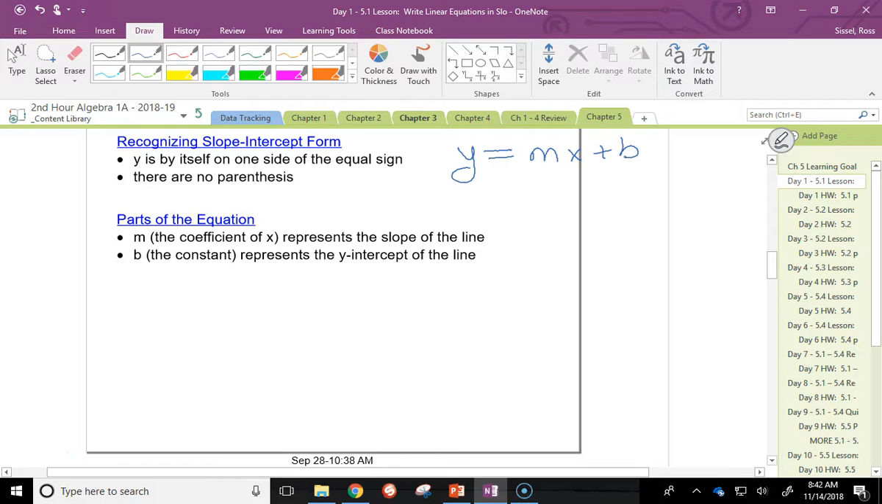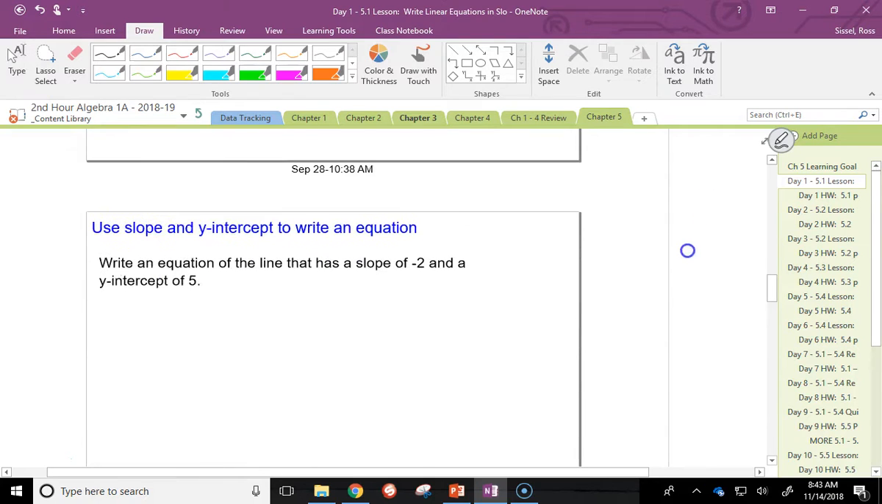M, right here, is the coefficient of x. It represents slope. B is what we call the constant. It represents the y-intercept. Biggest thing is pay attention to the sign. If our equation says -5 for this part, our y-intercept is a -5. If it said +5, it's a +5. Make sure we keep those straight.